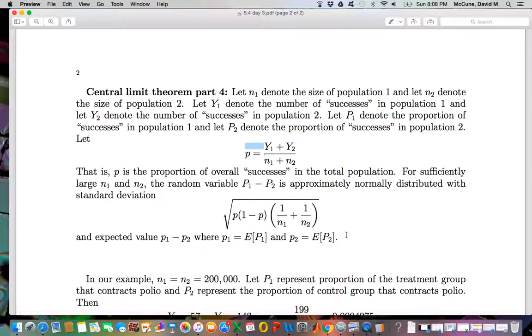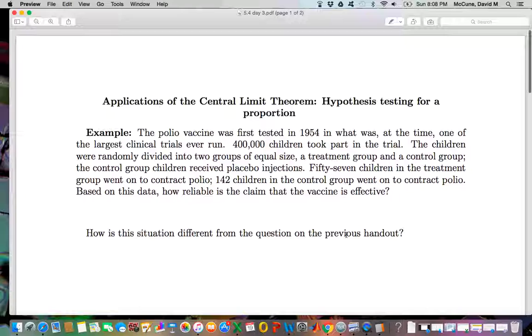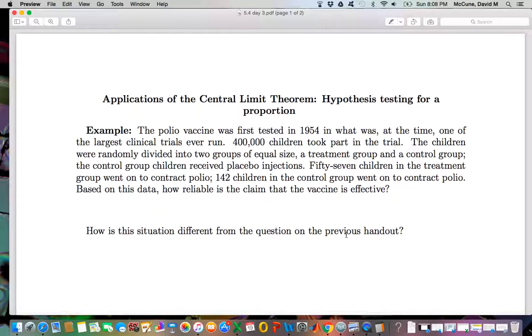Okay, so all of that to say, what's really going on in this example? What's going on is that you have two different proportions. You have a proportion of polio kids in the treatment group and a proportion of polio kids in the control group. You want to compare those two proportions, don't you? So to compare them, one way you could think about that is to just take their difference and see how far it is from 0.